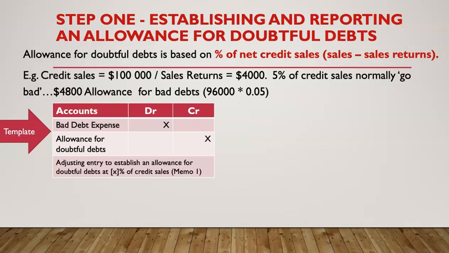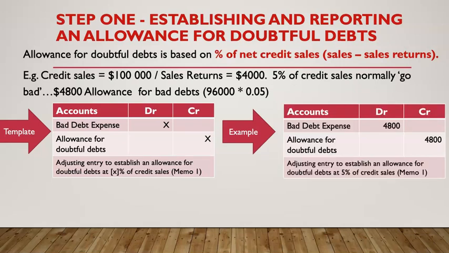So how would I record this in my actual example here? By just using that template and plugging in the 4,800 that I've calculated. So I have an allowance for doubtful debts of 4,800 and a bad debt expense of 4,800. My narration slightly changes because I know the percentage that I'm putting in. That is your first step.